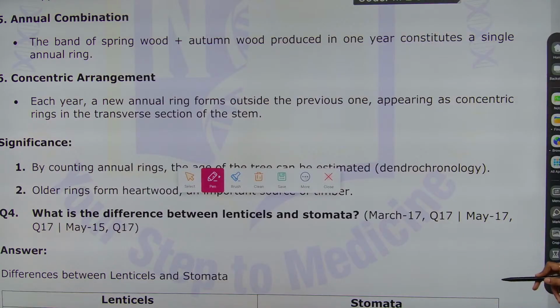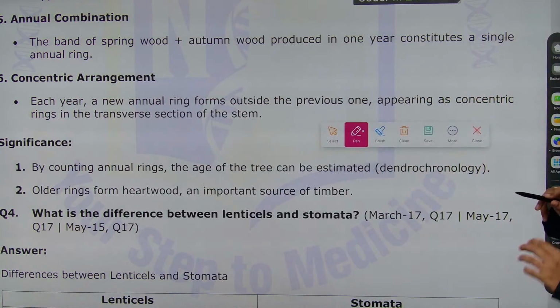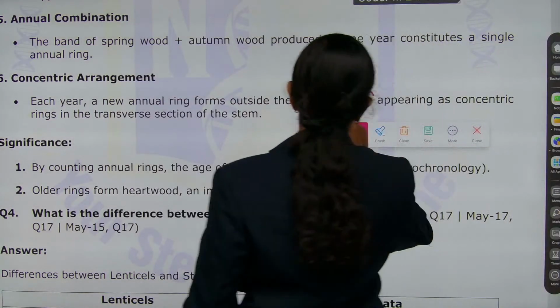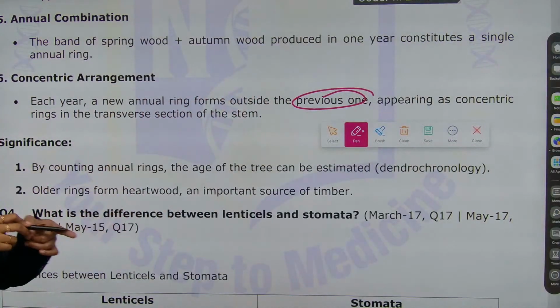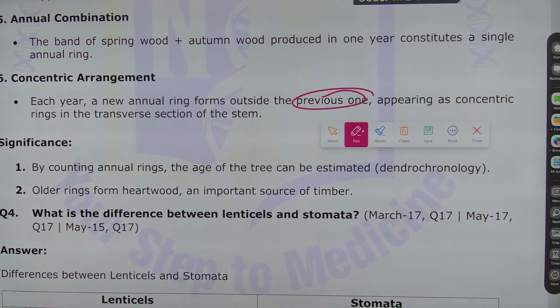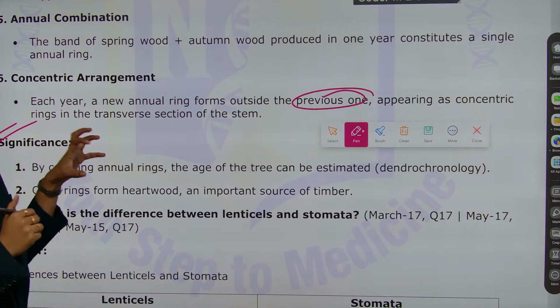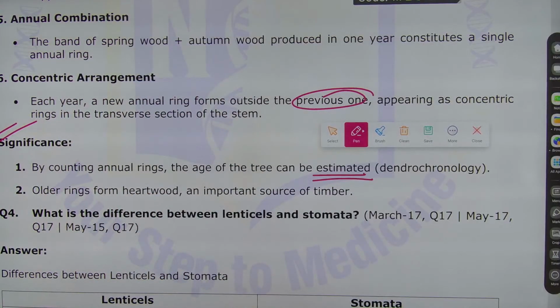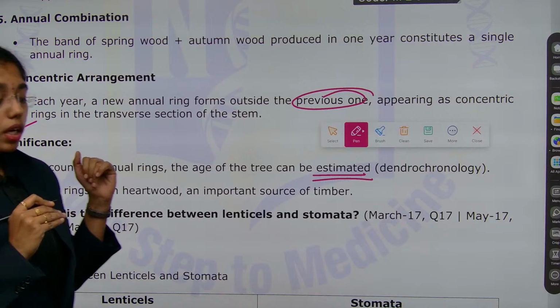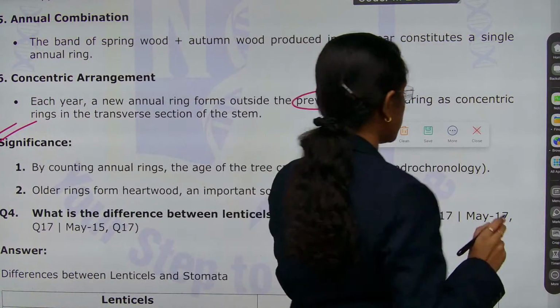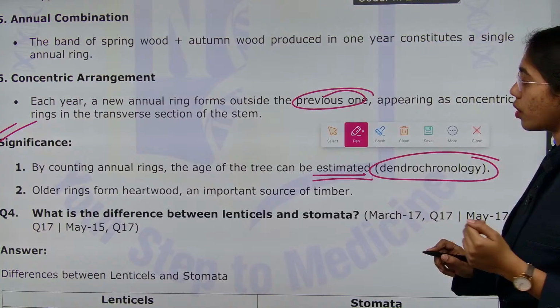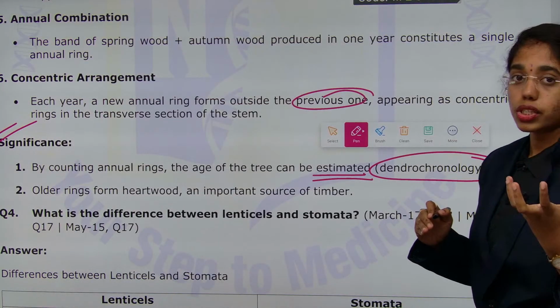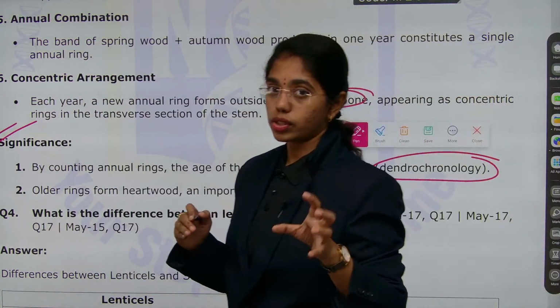Concentric arrangement: each year a new annual ring is formed which is outside the previous one. Okay, this will appear as concentric rings in the transverse section of the stem. What is the significance of the secondary growth? By counting the number of annual rings, the age of the tree can be estimated. This study of annual rings is addressed as what? Dendrochronology. What is dendrochronology? Where the age of the plant is identified by the number of annual rings that are formed.